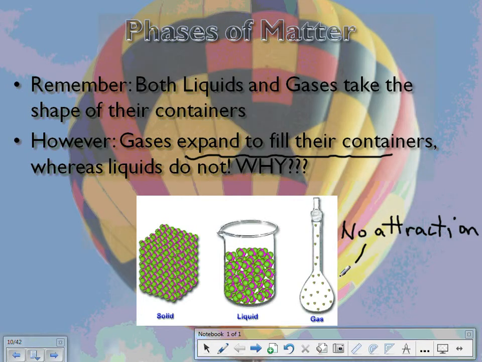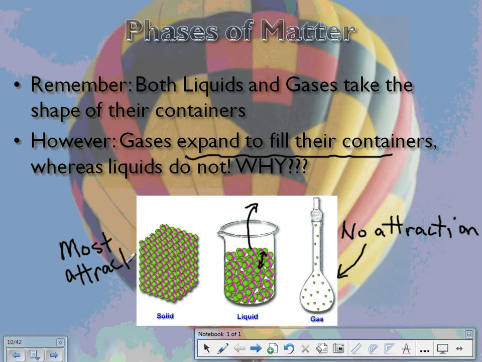No attraction for our gas particles, but our liquid particles have enough attraction between them that they stay in their container and they don't go flying out like a gas would. But for a solid, we have the most attraction, and that's what holds them into a shape of their own. A solid has its own shape. We don't have to give it a shape. Like your desk is not going to pour into another container, right? So a solid has its own shape because these particles have the highest level of attractive forces between them.